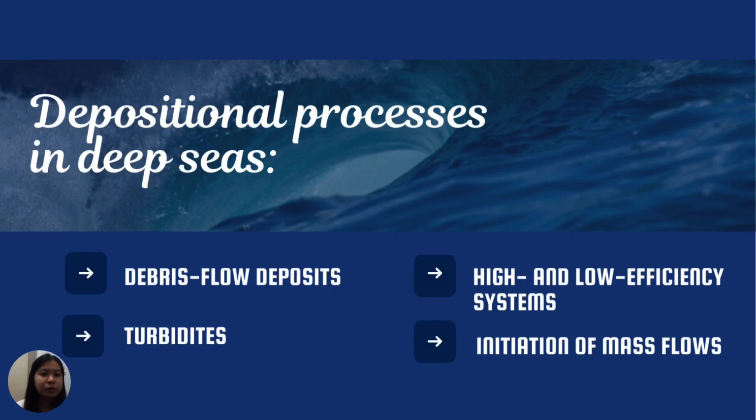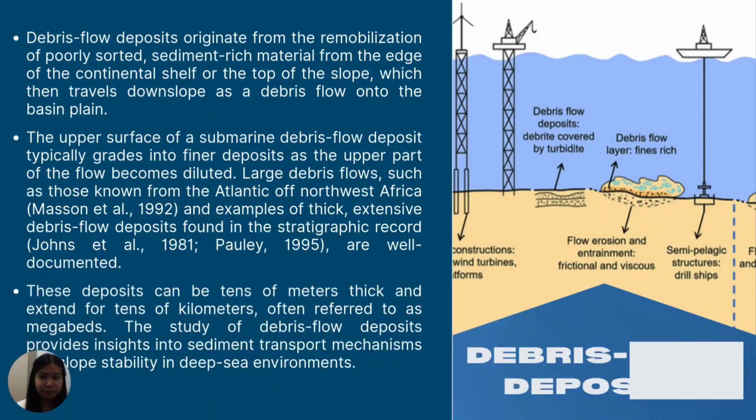These are the depositional processes in deep seas. First is the debris flow deposits, turbidites, high and low efficiency systems, and the initiation of mass flows. The first one is the debris flow deposit.